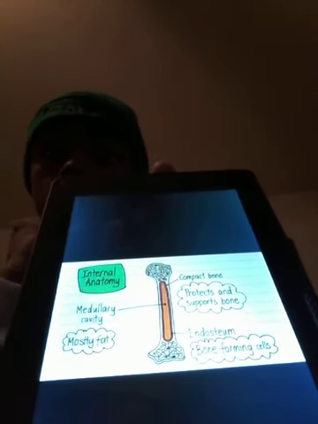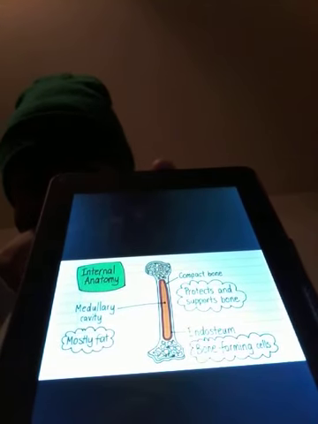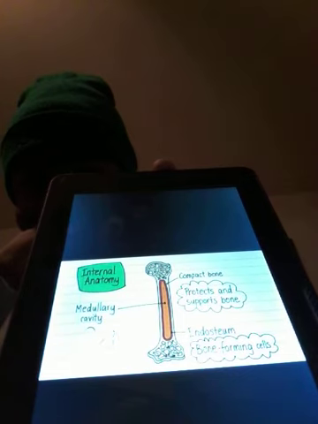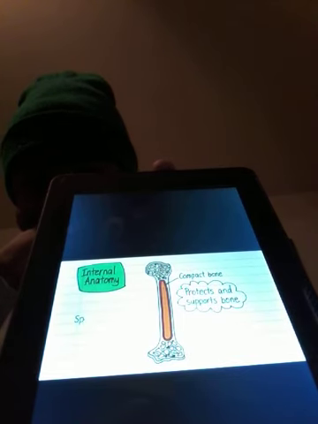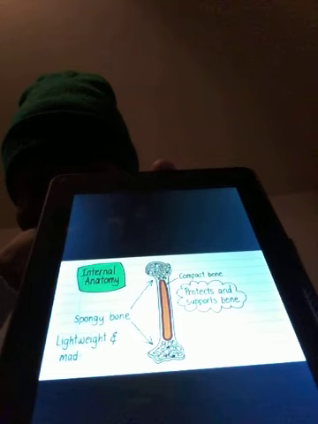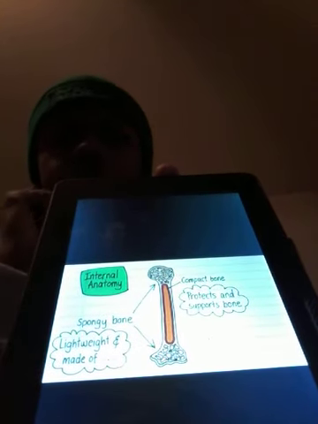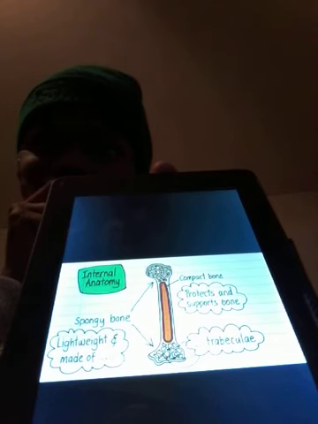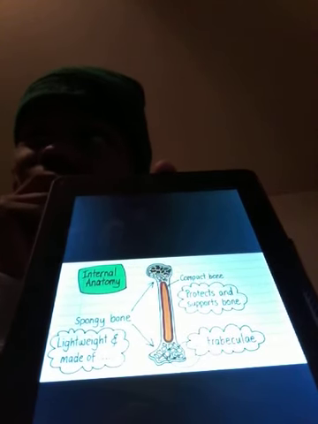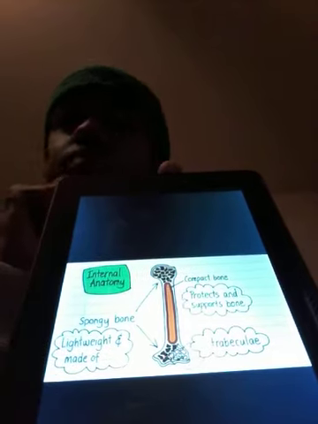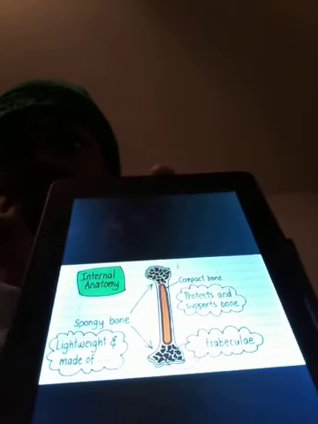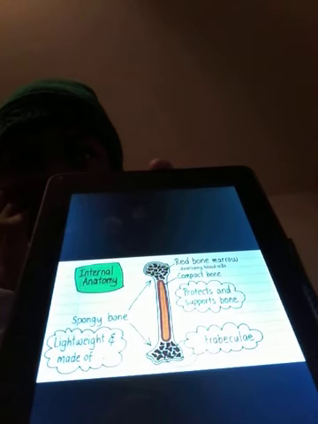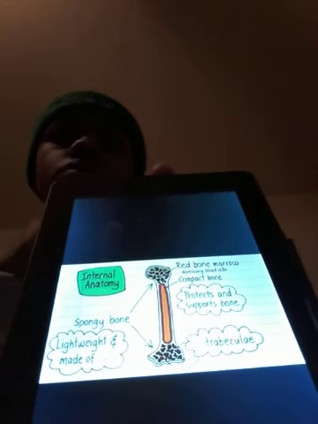In an adult, this cavity is filled with yellow bone marrow, which is mostly made of fat cells. The epiphyses are made of spongy bone, which is lightweight and made of a lattice work of irregular sheets of bone called trabeculae. Filling the spaces between these trabeculae is red bone marrow. Red bone marrow is mostly composed of developing red and white blood cells and platelets.